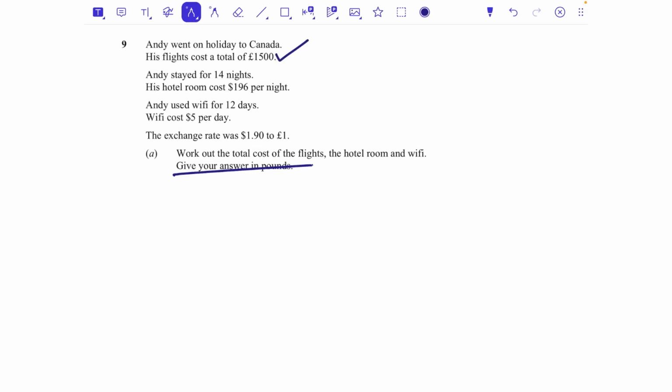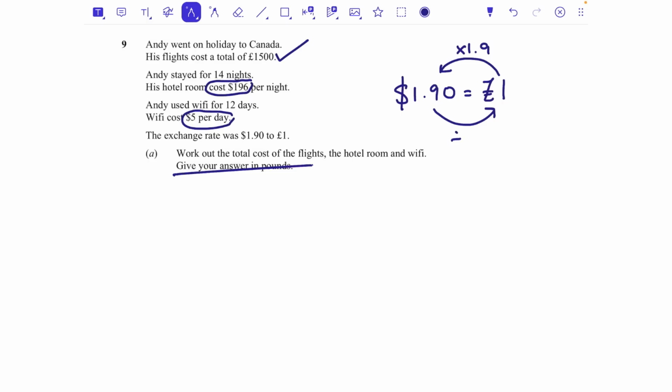Okay, this bit's in pounds, so that's okay. But we now need to work out the cost of the hotel and the cost of the Wi-Fi in pounds so we can add it all together. I can't add it together at the minute because it's in different units. So if $1.90 equals £1, then to go from pounds to dollars, we are timesing by 1.9. And to go from dollars back to pounds, we're dividing by 1.9. I always find it helpful to do that diagram for currency conversion.